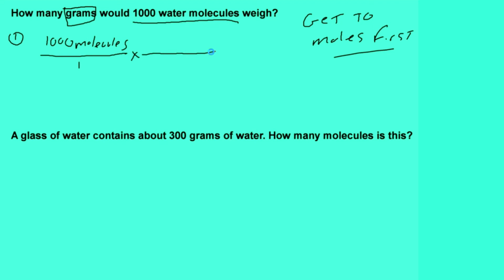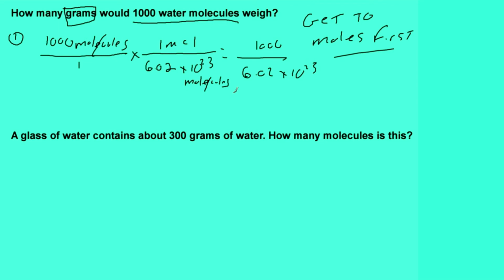How do we get to moles? Well, molecules on top, molecules on the bottom is 1 mole. Molecules cancels. So we're going to take 1,000 and divide it by 6.02 times 10 to the 23, which comes out to 1.7 times 10 to the minus 21 moles. Check your math. Make sure you're getting that same number. There should be a negative exponent here.